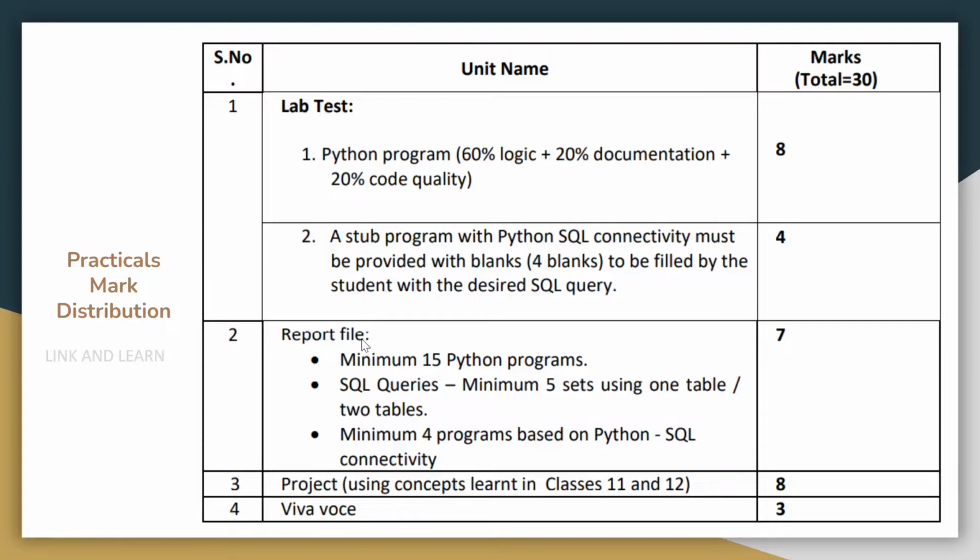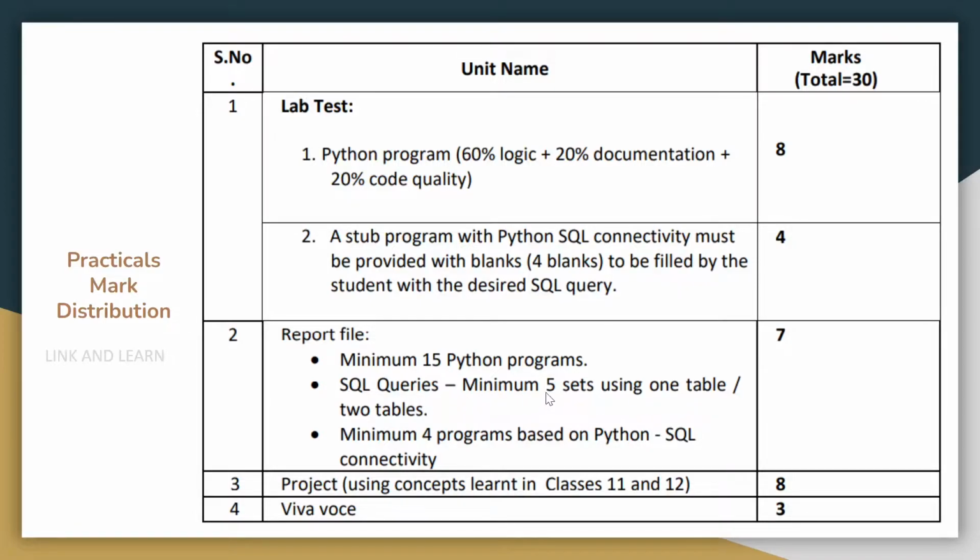And then comes the report file. It is nothing but your lab record. Minimum 15 Python programs should be there. You should make sure that there is the minimum number of Python programs. You may exceed as well, depends. Different schools might follow different patterns. Minimum there should be 15 Python programs.